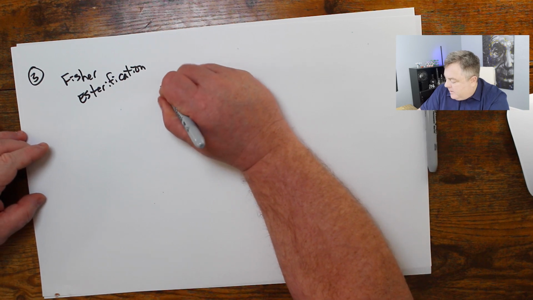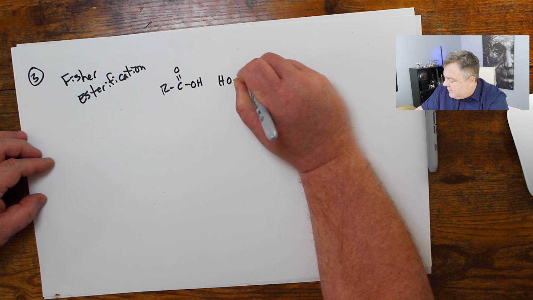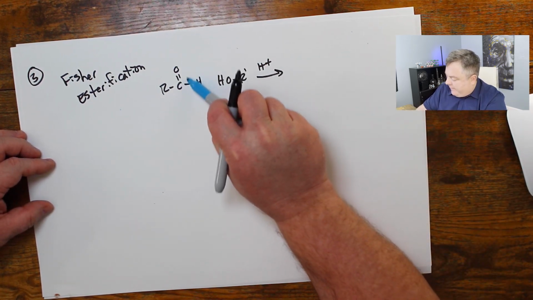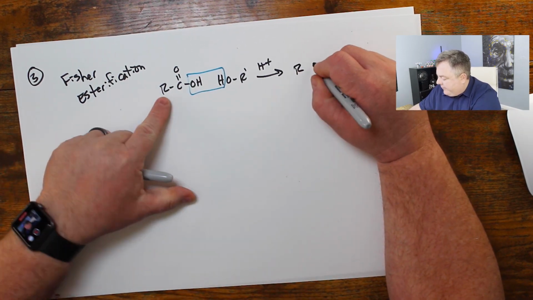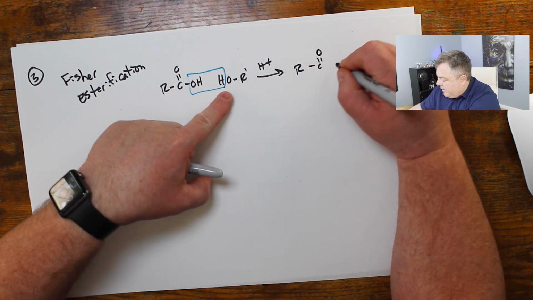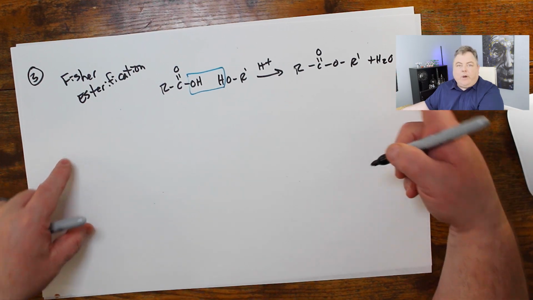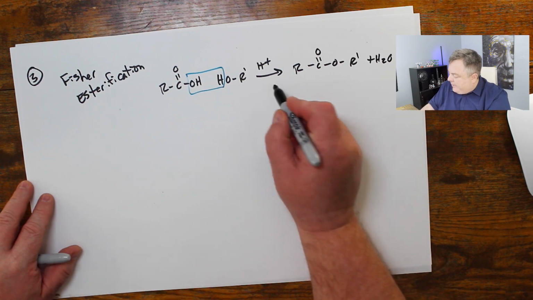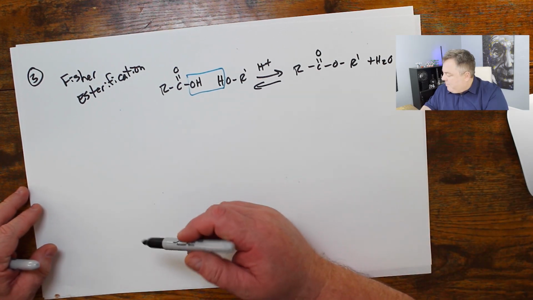Idea number 3. We have previously seen that carboxylic acids react with alcohols with acid present to undergo a Fischer esterification, where we lose water and we make esters, R, C double bond O, O, R prime. And water falls off. So if I distill away the water, I can make more and more of this ester. But this is an equilibrium reaction, and we haven't talked yet about going backwards.